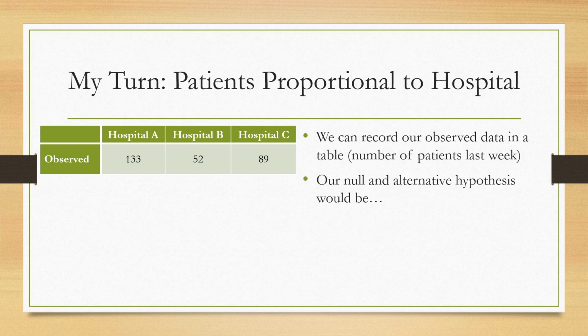Now we can write out our hypotheses. And we could write out our hypotheses even before finding our data, because we found that from the staff information. But here, our null hypothesis is that the proportion of the patients in Hospital A is going to be 43%. That's the same as the proportion of staff at Hospital A. Proportion of patients at Hospital B is going to be 0.21, 21%, the same as the proportion of staff at Hospital B. And proportion of patients at Hospital C is going to be 0.36, 36%, the same as the proportion of staff at Hospital C.